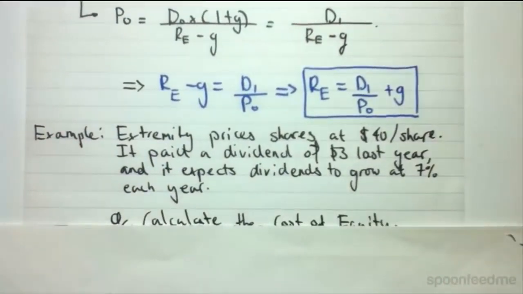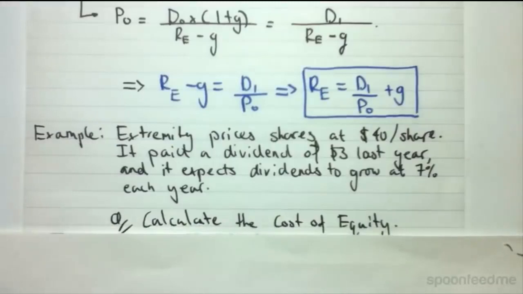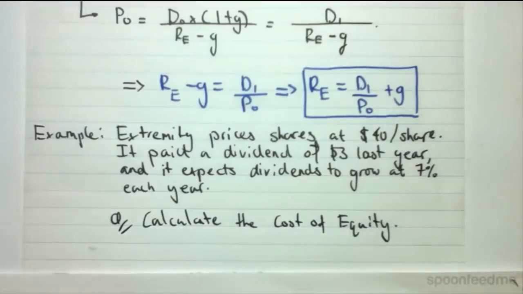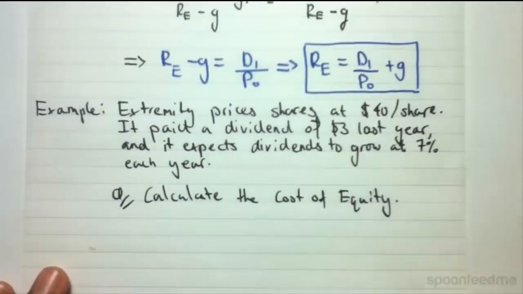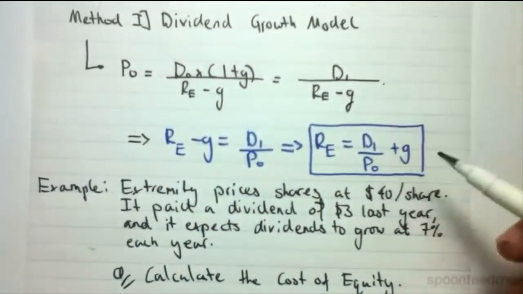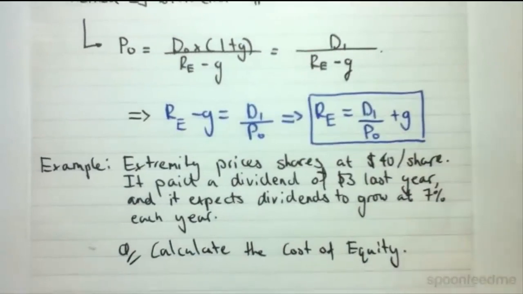Extremity prices shares at $40 per share. It paid a dividend of $3 last year, and it expects dividends to grow at 7% each year. Okay, each year. Now, what we want to do is calculate the cost of equity. Okay, fair enough. Pretty simple. Just have to use this formula and plug in three values.